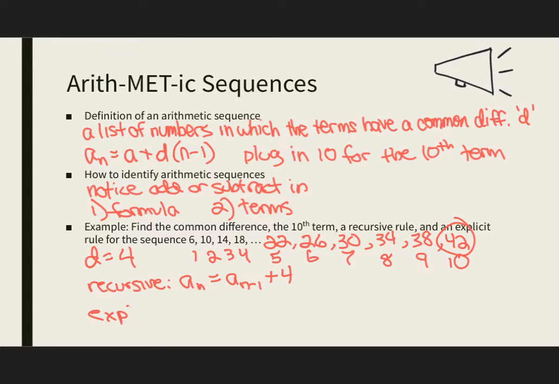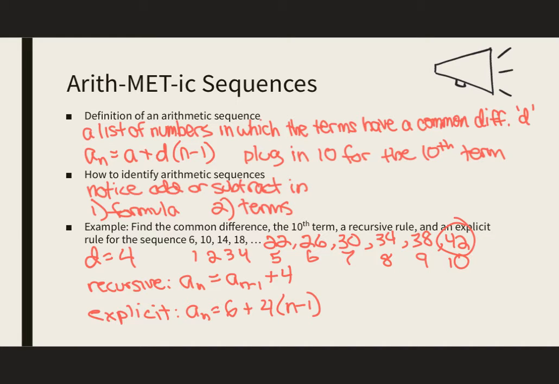Finally, let's do the explicit rule. This is the one where we could just plug in the term that we want to find out what it is. So the explicit rule is the one from above. And therefore, a sub n is equal to a, our first term, which is 6, plus d, which is 4 in this case, times n minus 1.